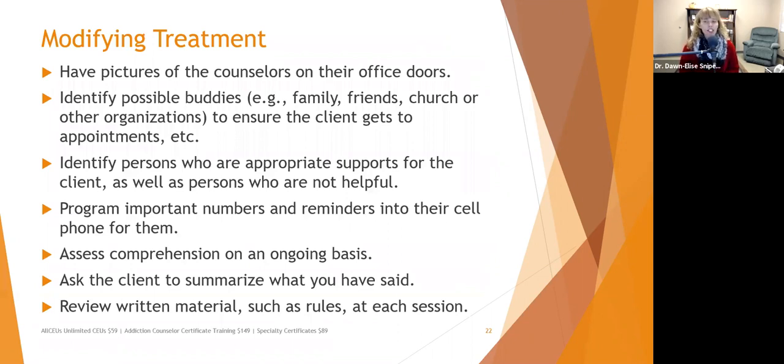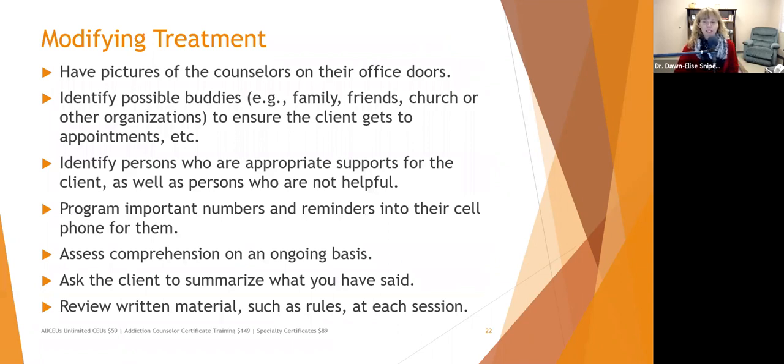Ask comprehension questions on an ongoing basis, not just tell me what I just said, because they can repeat that back to you. You want to say, can you show me what I just asked you to do? Or what did I want you to do? Have them explain the meaning of what you did. Ask the client to summarize what you've said. So not in your exact words, in their words. Tell me in your words, what did I just say?